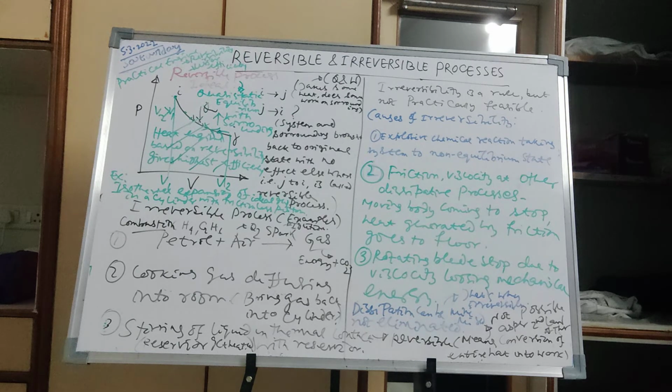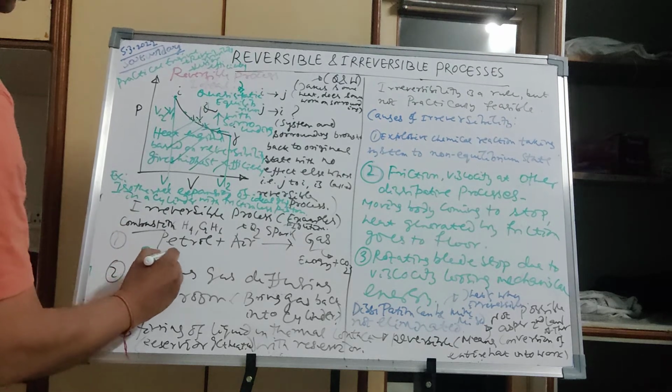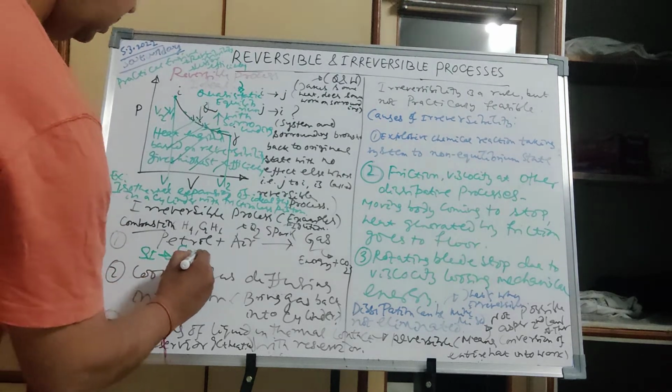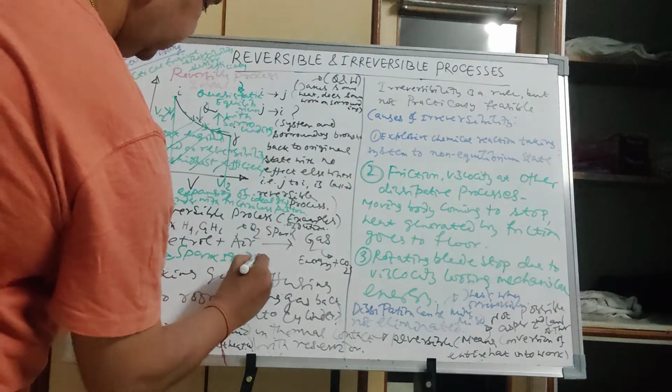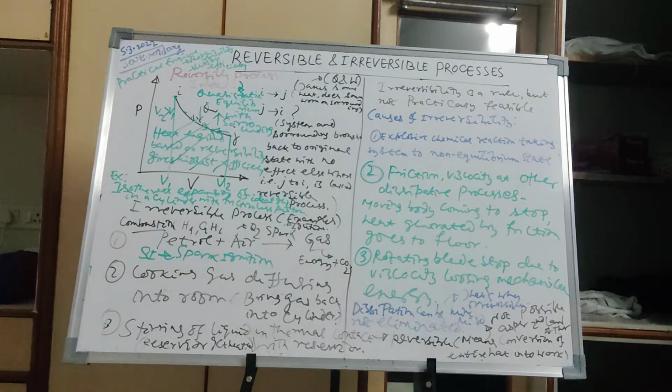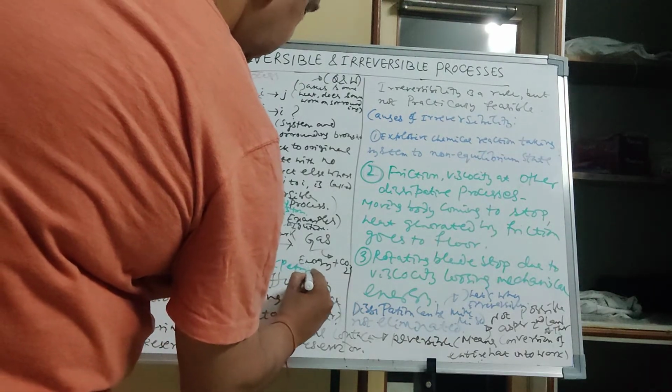The petrol engine is otherwise called an SI engine. What does SI stand for? SI stands for spark ignition engine. Spark ignition engine is nothing but your petrol engine.